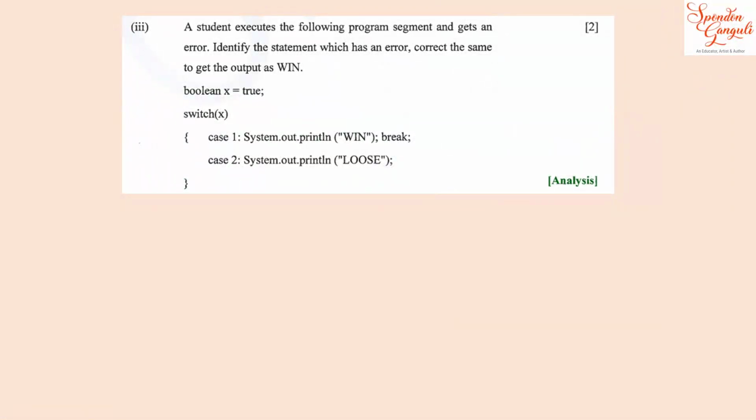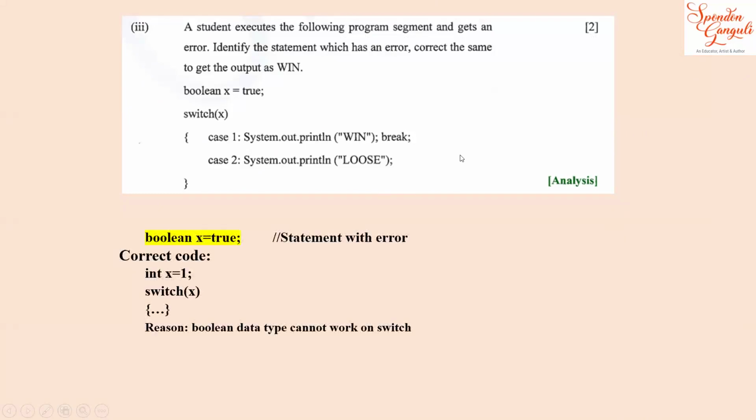Boolean x equals true. Switch x, case 1, case 2. So first of all, as I said earlier, in the present version of Java, switch cannot work on the Boolean data type. Hence, Boolean x equals true is invalid. It should be int x equals 1 and the rest are all correct. Even if a break is missing after case 2, that is also not a problem because that is the last statement.